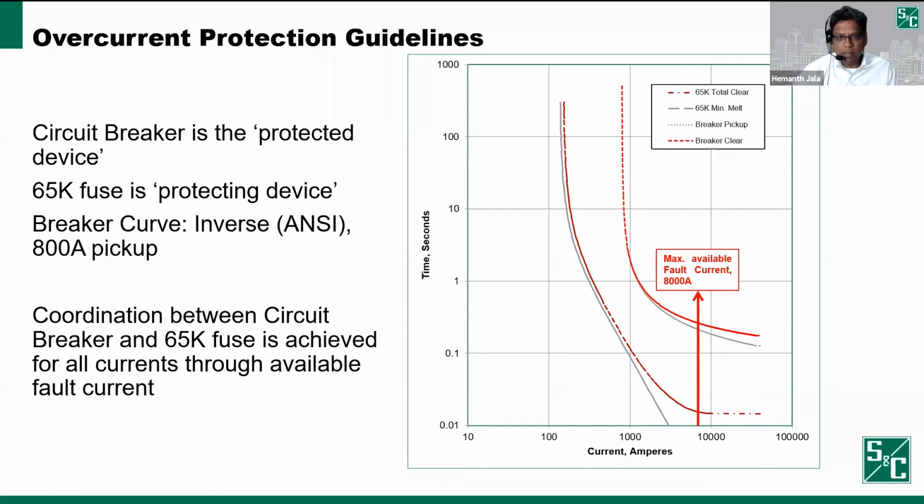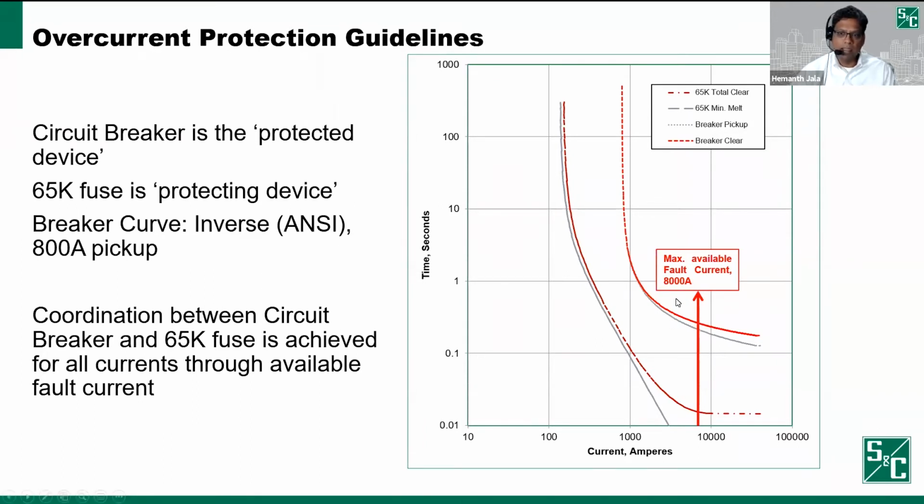We move upstream a little bit, and now the 65K fuse is the protecting device, and the breaker, which is upstream, is the protected device. And you can notice that this is the 65K fuse TCC, and you got the breaker operational curve. There is no interaction between the 2, and basically you have coordination between these 2 devices up to the maximum available fault current of 8000 amps.